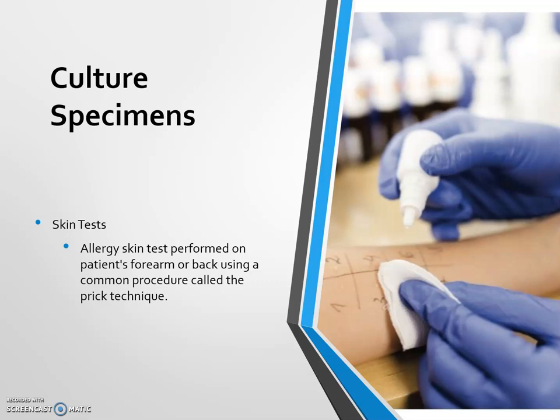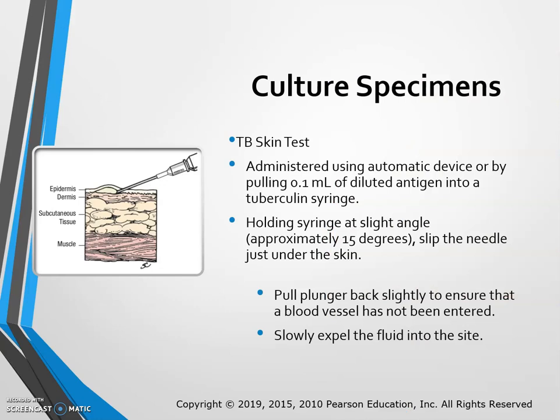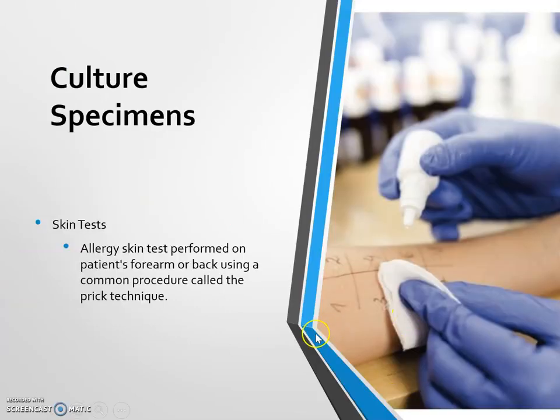Culture specimens: there's skin testing. Allergy skin tests are performed on the patient's forearm or back using a common procedure called the prick technique. This basically means they put a small amount of the allergen onto the skin, and then we look to see if the welt increases in size. Generally, if the welt is large, red, and more than 20 millimeters in size, that is a positive allergy test for that specific antigen. This could be grass, dairy, peanuts, tree nuts, what have you.